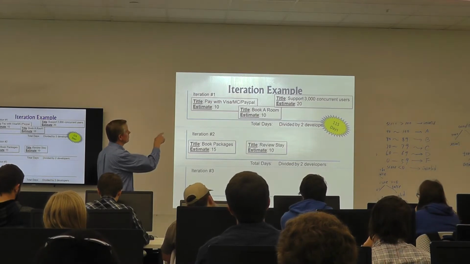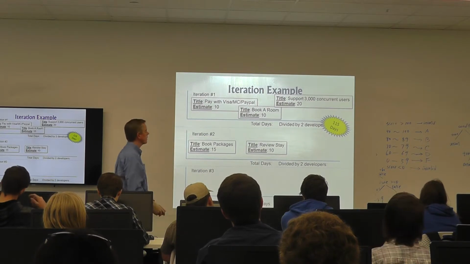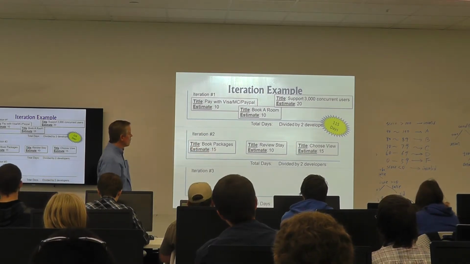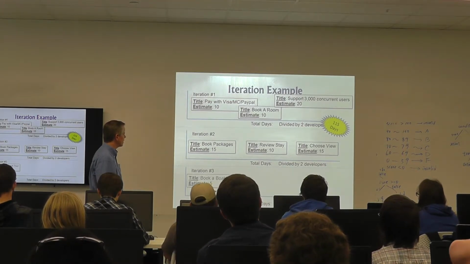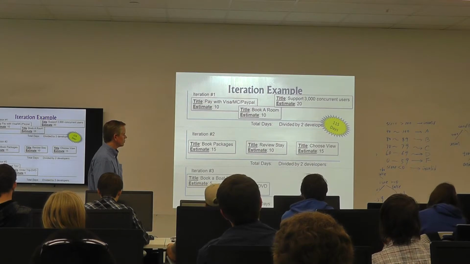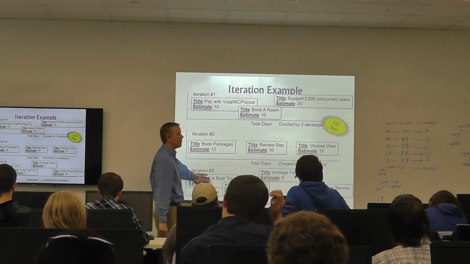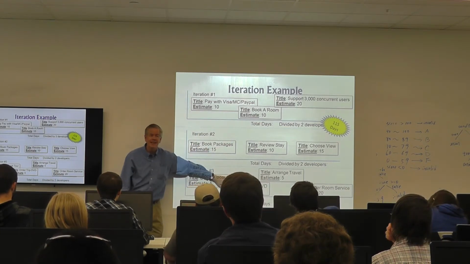Yeah. So we did pay with Visa, book a room, support 3,000, and those were all high priority ones. We got that taken care of. Iteration 2 was book packages, review stay, and choose the view. Poof, got in our iteration 2. And on our iteration 3, we had book a boat tour, order trip DVD, arrange travel, and I think we tucked in order room service, and bam! And this was pretty, wasn't it? Yeah. It all fit, and it was all there.